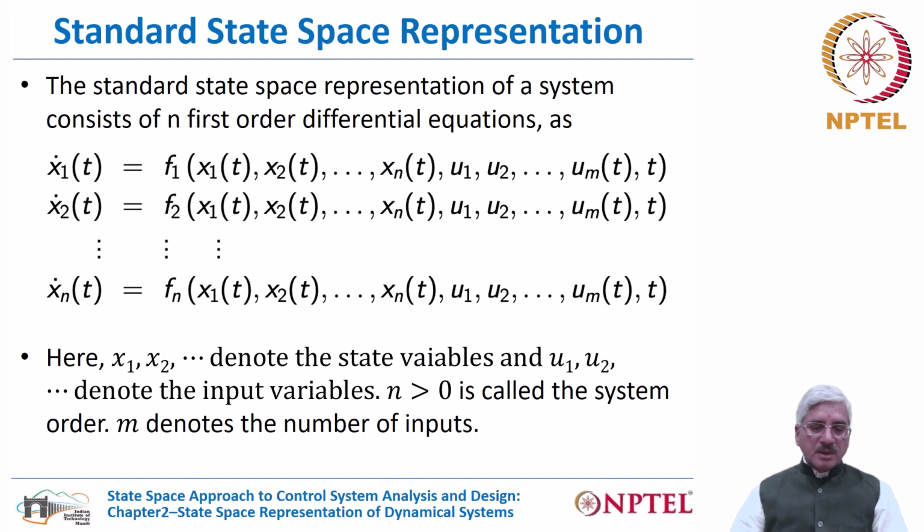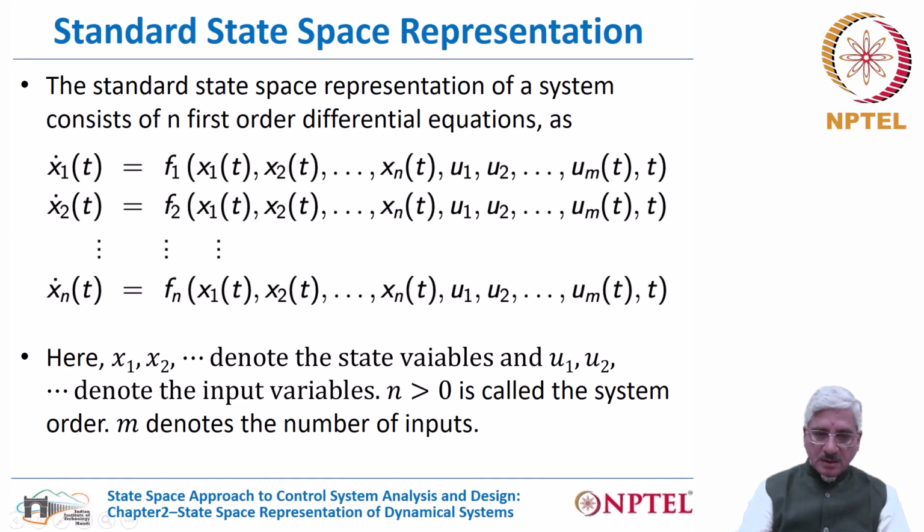These quantities x1, x2 etc. represent the state variables. The quantities u1, u2 etc. represent the inputs, and t, as we understand, represents the time. The beauty of the standard state space representation is that it is capable of handling more than one input, or in other words, multiple input systems.